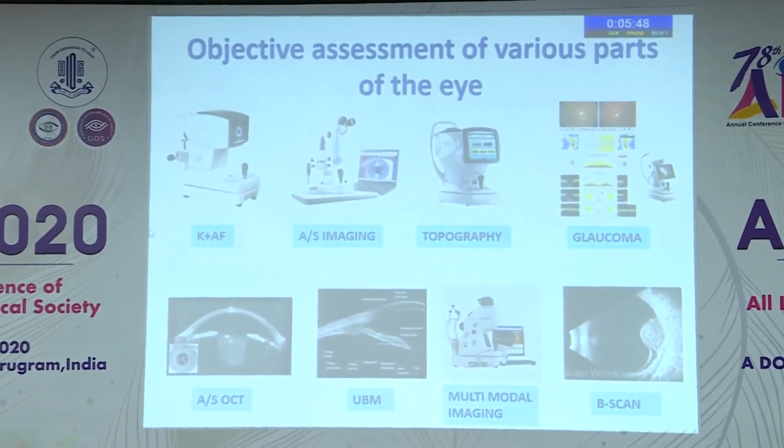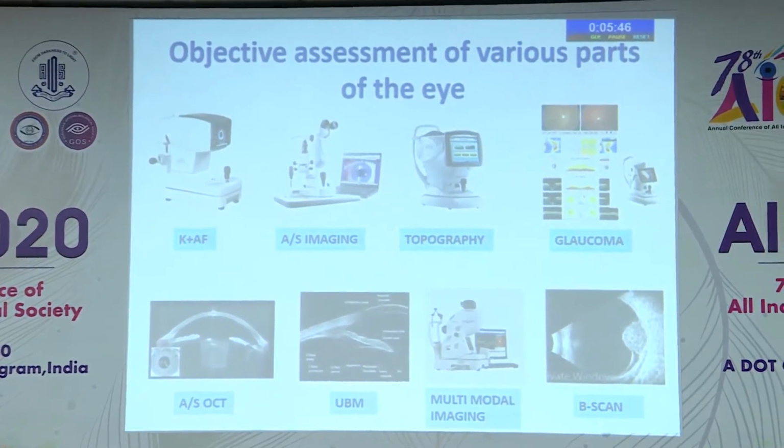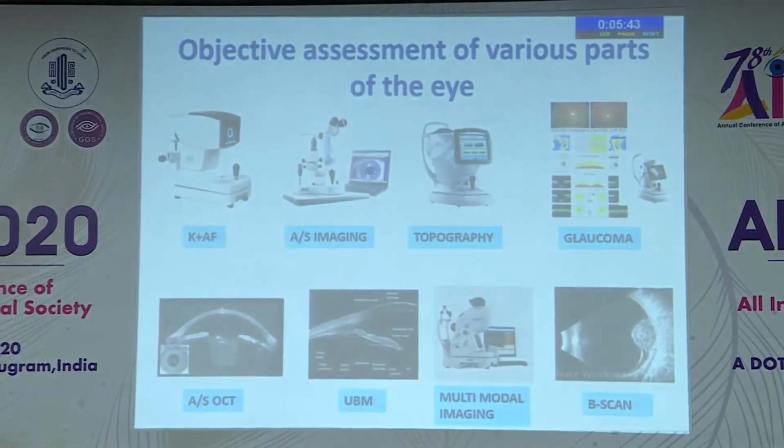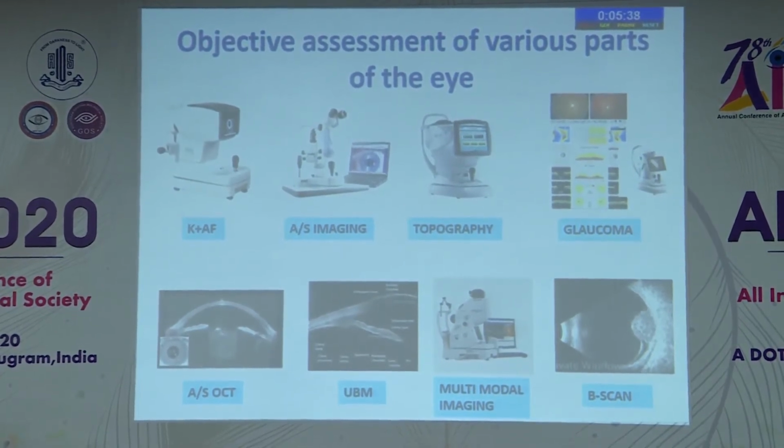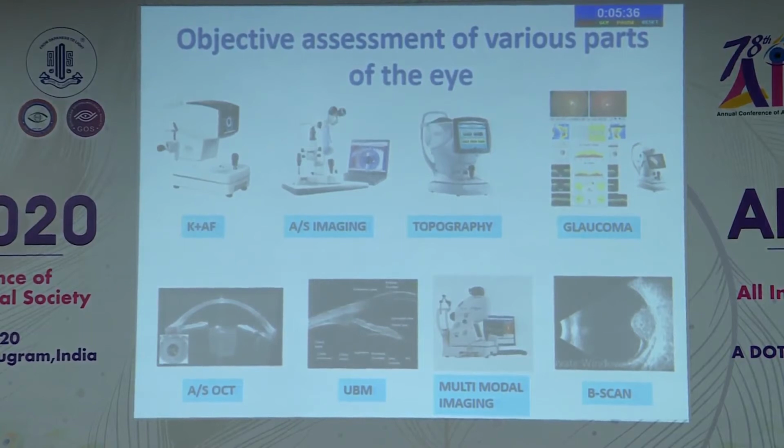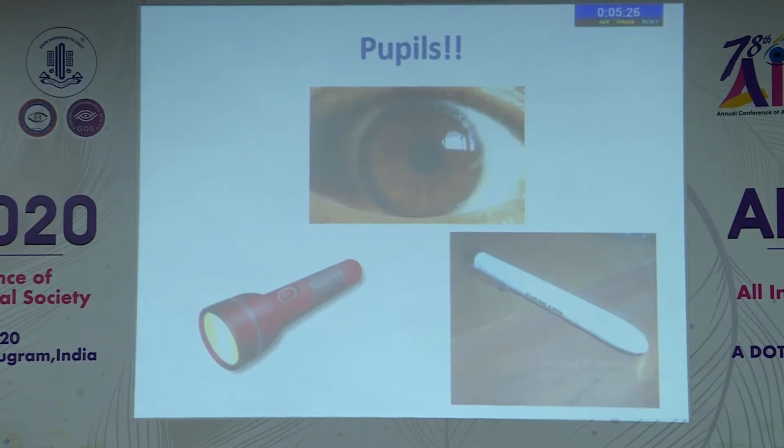Now, if we look at the various objective devices that are available for assessment of various parts of the eye, we have an objective assessment device for almost everything. We now even have an automated gonioscope available. We have modified devices to image the anterior segment. But if you look at assessment of the pupil, we almost have nothing. We only have the humble torch, and that too is subjective. So this was what prompted me to do this.